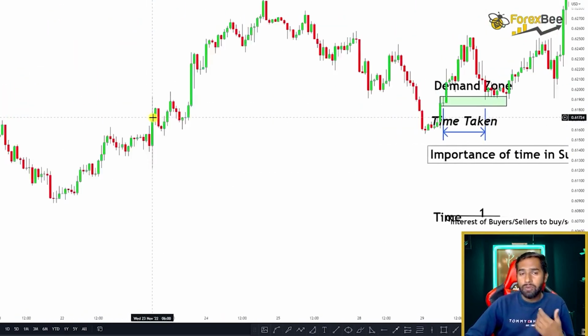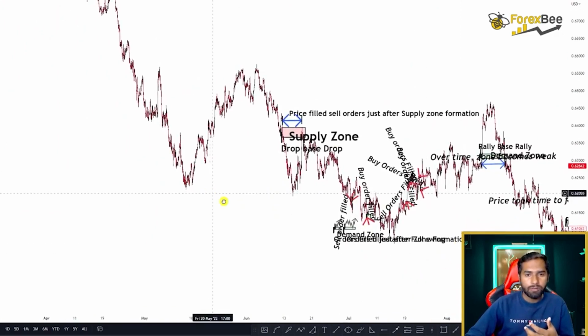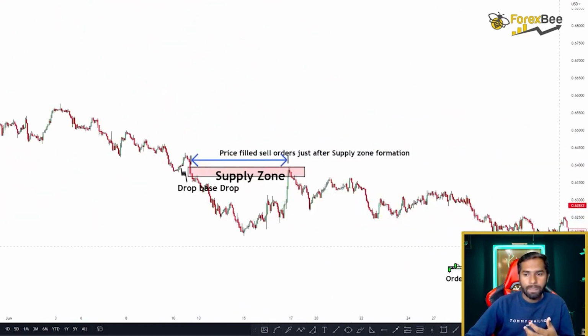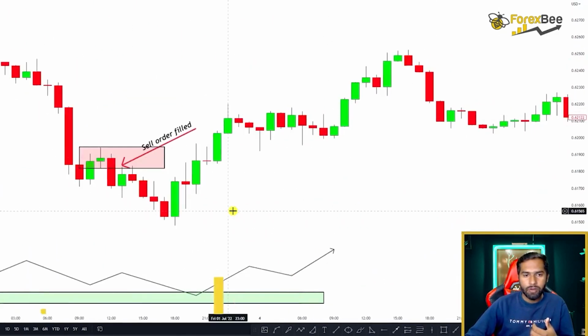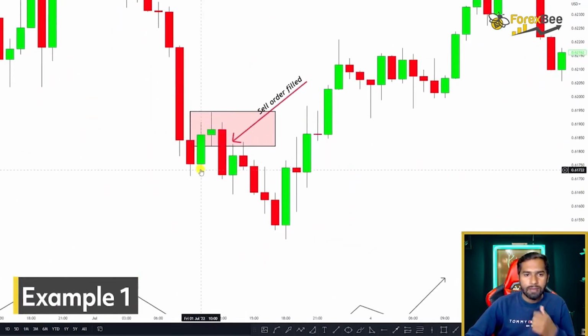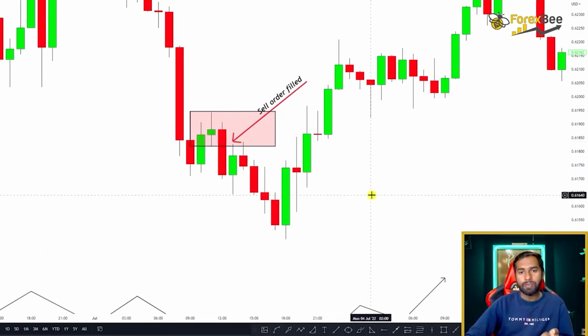So now let me go through a few examples that I have drawn here to show you how the trades are working. Here we can see that this is the supply zone. The market picked the pending orders from here, and then it went in the bearish direction, as you can see here. So these orders were filled right away, and then the market moved in the bearish direction.